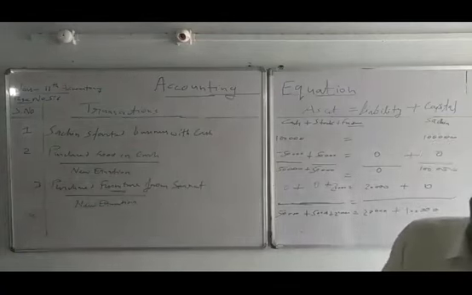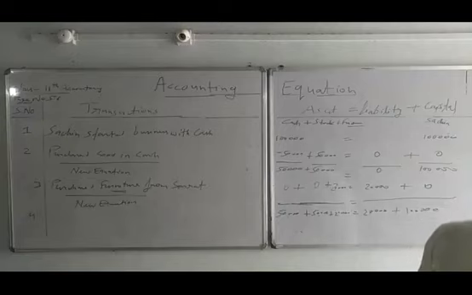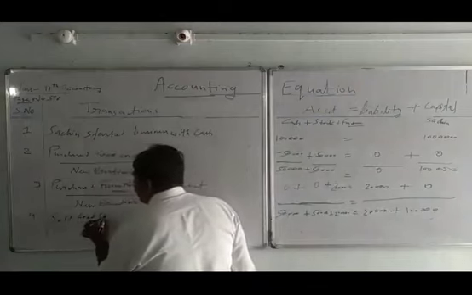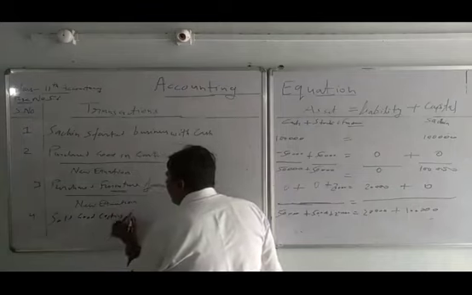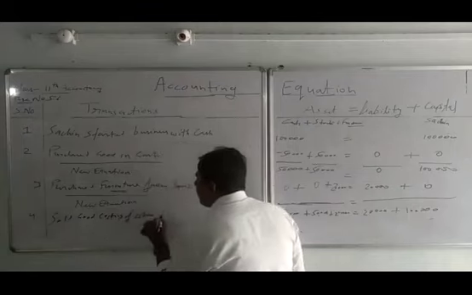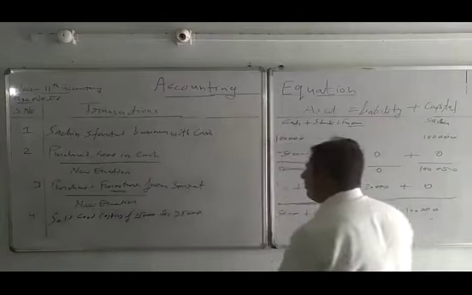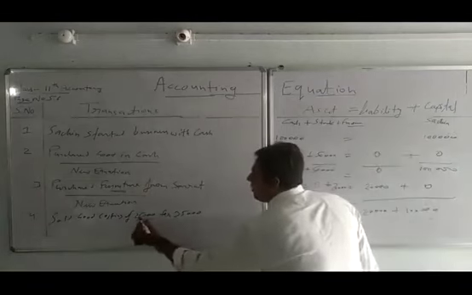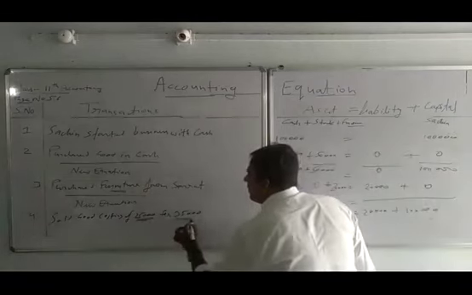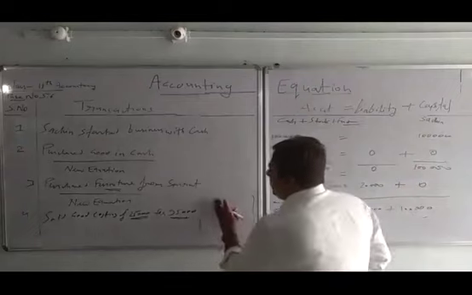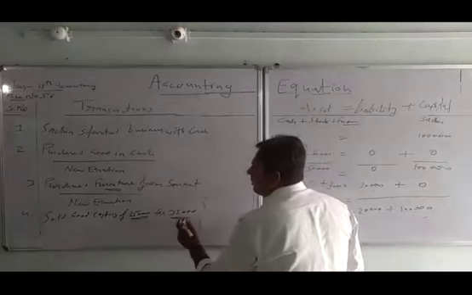Sold goods costing 25,000 for 35,000 against cash. So here we have to write: sold goods costing 25,000 for 35,000. The cost is given as 25,000, and the sale is 35,000.